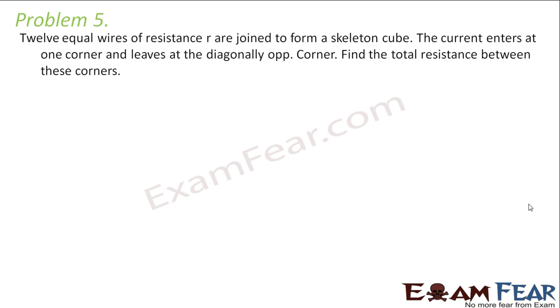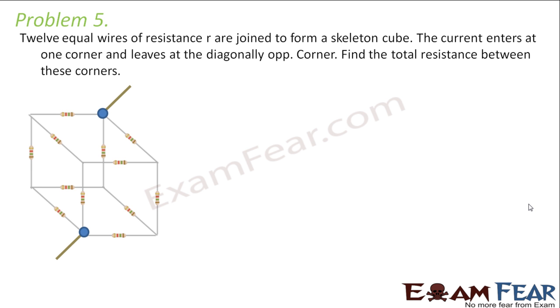Last problem. As soon as you see the problem, you will find it very familiar, because this is a problem which I have already solved in my previous lesson, the lesson on current electricity. The problem is: 12 equal wires of resistance R are joined to form a skeleton cube this way. The current enters at one corner and leaves at the diagonally opposite corner. Find the total resistance between these corners.